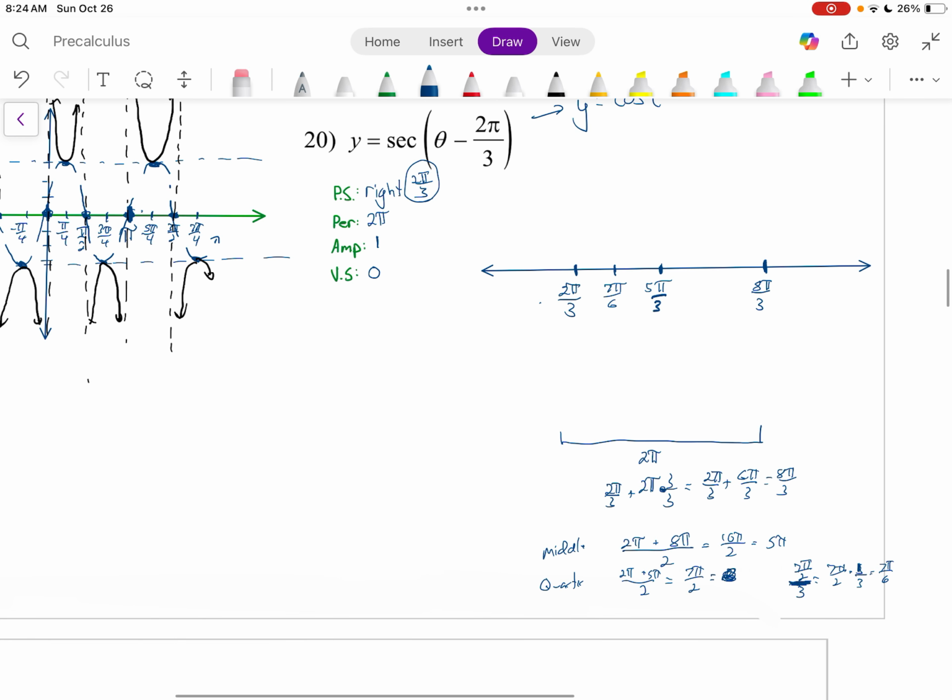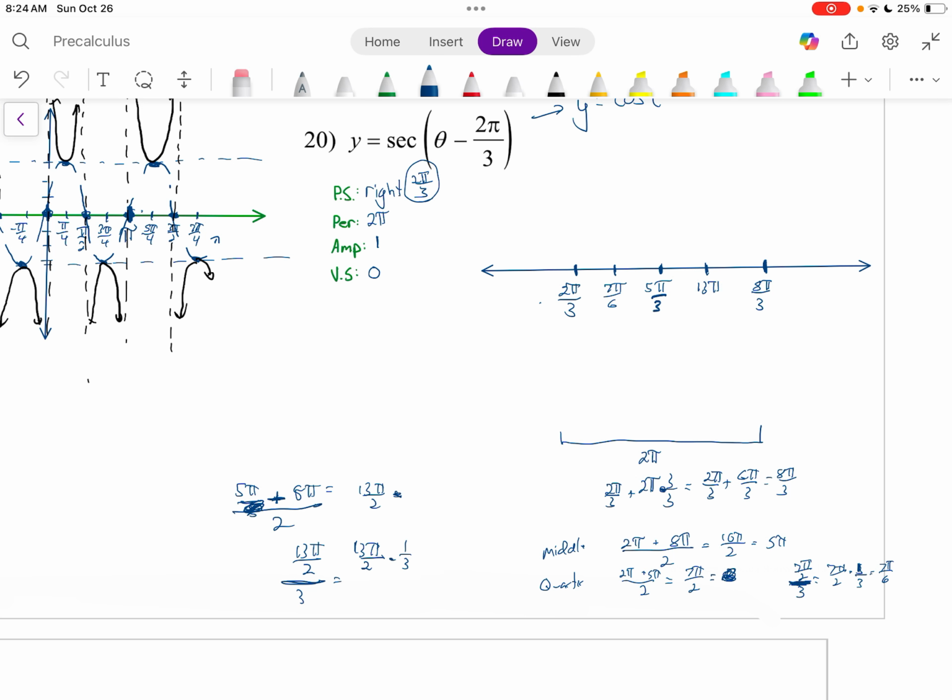And then our last one, we need to find halfway between 5 pi over 3 and 8 pi over 3. Sorry, we've not been throwing in the 3 there yet. So halfway between 5 and 8 over 2 is 13 pi over 2. But now that's thirds. So dividing is the same as multiplying by the reciprocal, so we get 13 pi over 6.